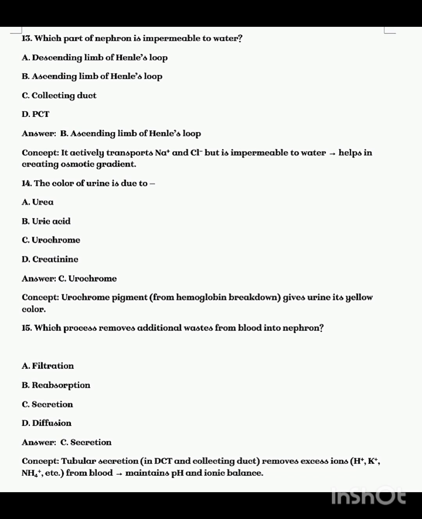14. The color of urine is due to A. Urea, B. Uric acid, C. Urochrome, D. Creatinine. Answer C. Urochrome. Concept: urochrome is a pigment from hemoglobin breakdown. It gives urine its yellow color.